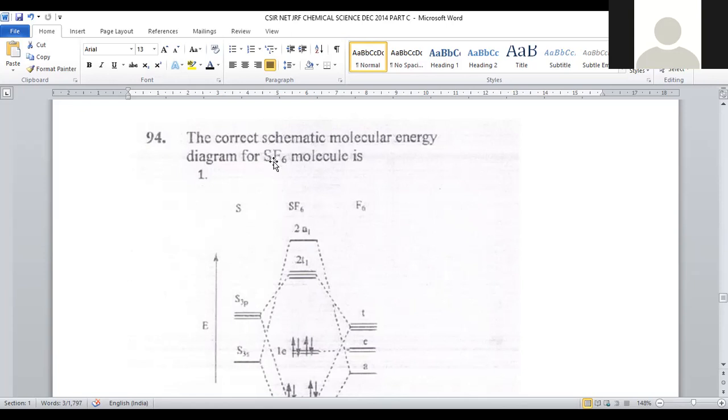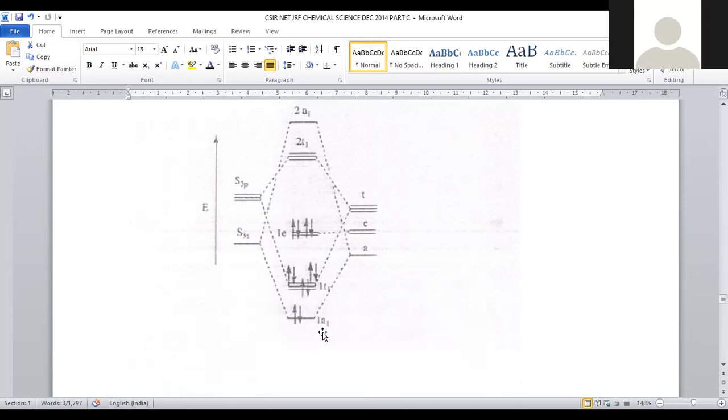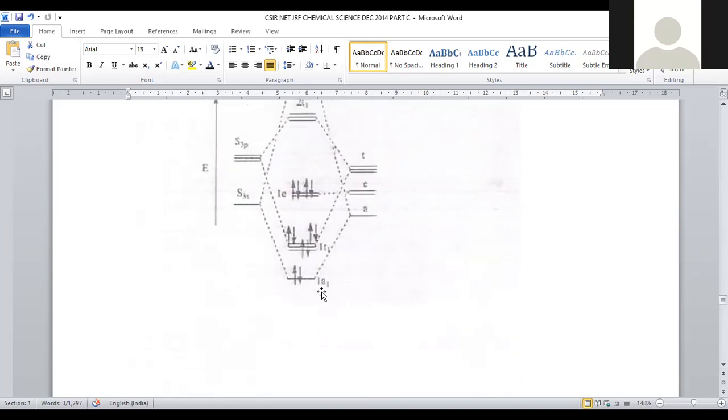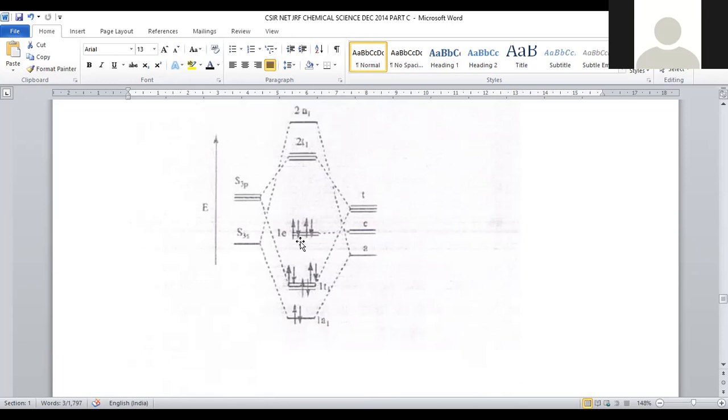Then each fluorine will give 1 electron. There are 6 fluorines, so 6 electrons from fluorine and 6 from sulfur make a total of 12 electrons. The 12 electrons will be distributed in this manner. First the 1a1 orbital will be filled, being a bonding orbital of lower energy. Later 1t1 can be filled with 3 sets of electrons, being a triply degenerate orbital. T denotes what? Triply degenerate.